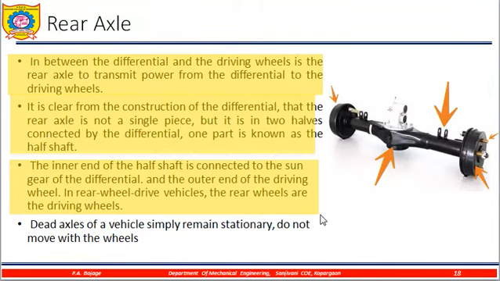In rear wheel drive vehicles, the rear wheels are the driving wheels. So one part is connected to the sun gear and the other part is connected to the hub, what we can say. Dead axles of vehicles simply remain stationary and do not move the wheel. So if the rear axle is a dead axle, the axles are not rotating, which we also call the dead axle.